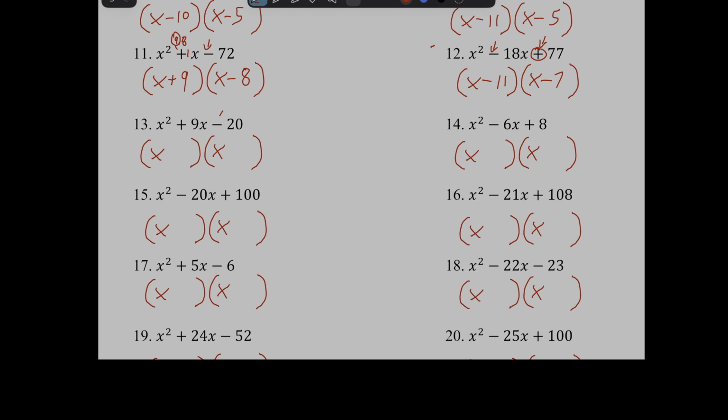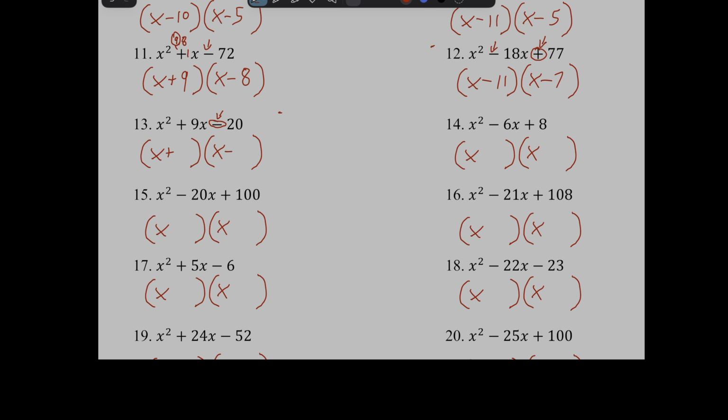13, third term is negative. Signs are different. Factors of the third will subtract to the middle. So it has to be higher than 9. Let's go, well, 10 and 2 will work. Well, it'll get to 20, but 10 minus 2 is not 9. So let's try 11, 12. Well, what's going to be bigger than 9 that'll work then?